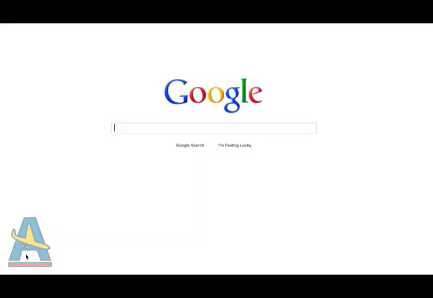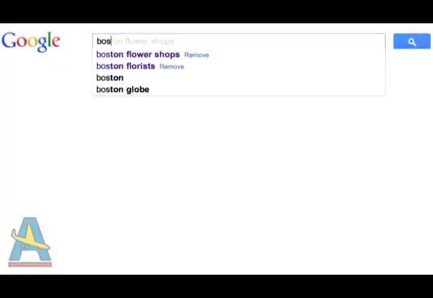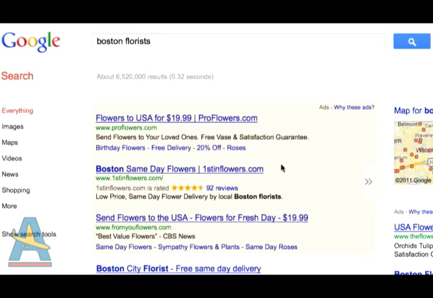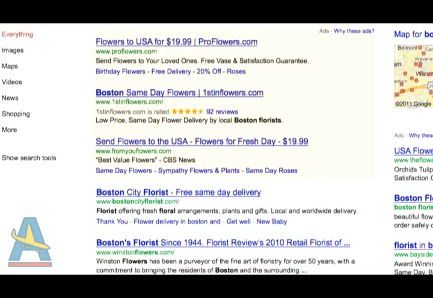Let's put this into action. Say you're a local florist in the Boston area, and of course you want people to find you when they search for Boston florists. Let's type in Boston florists and see what Google gives us. Now one can ignore these featured ads for the moment. Those are only there because those businesses paid good money to rent Google ad space. But look at all of these businesses below.